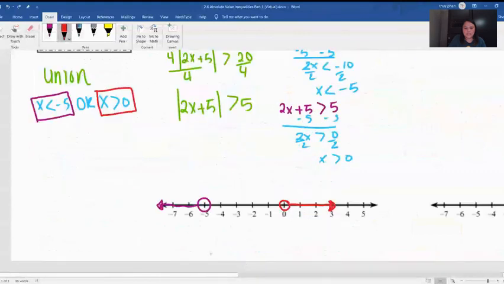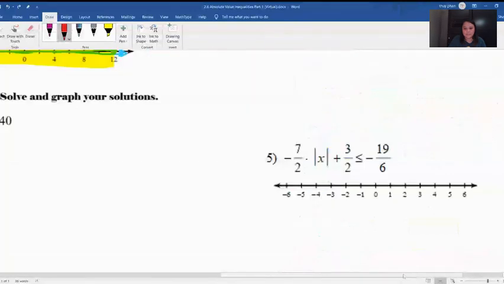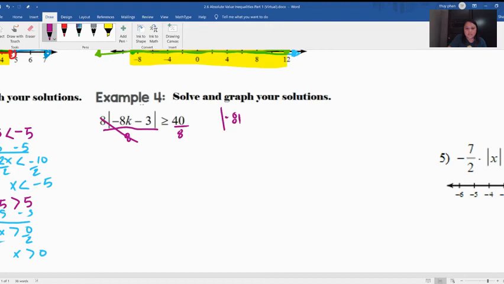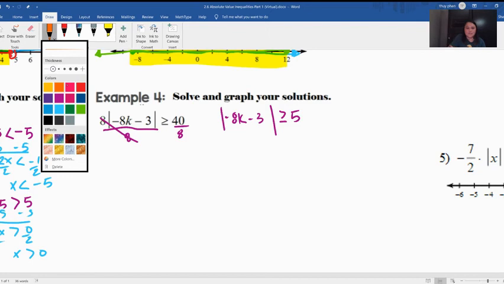All right, let's take a look at the next example. If I can find it right here, example 4. So before we do anything, we've got to make sure the absolute value expression is isolated. So I'm going to divide by 8 on both sides. So my absolute value of negative 8k minus 3 has to be greater than or equal to 5. Okay, so greater than or equal to is an or, so my compound has to have an or in between, and one has to be positive, one has to be negative.